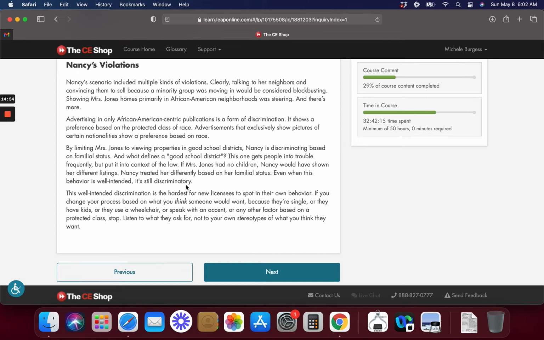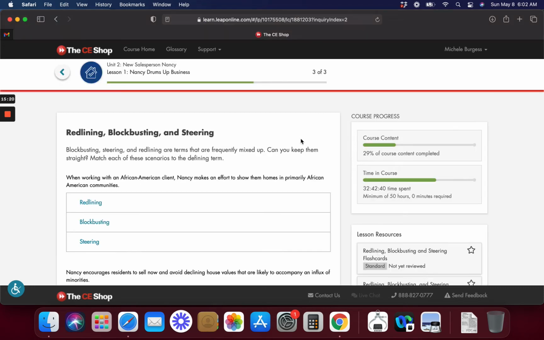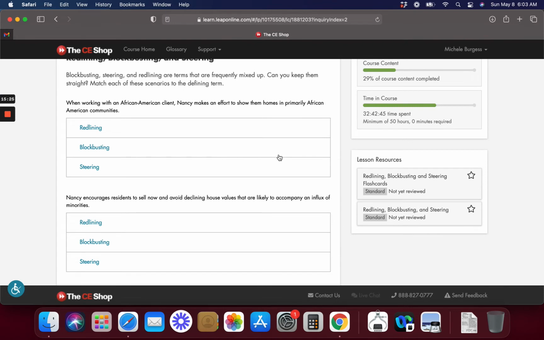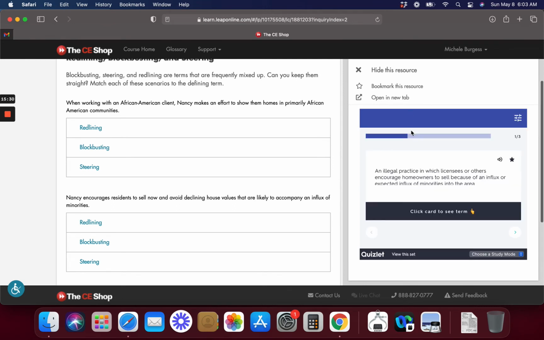It could be aligned that way. The well-intended discrimination is the hardest for new licensees to spot in their behavior because we get set in our ways to do these things without even realizing that we're doing it. And it goes with anything in life. You might not intend to be discriminatory, disrespectful, or offend somebody, but you could be. So you can start working on that now, whether you think you're doing it or not.